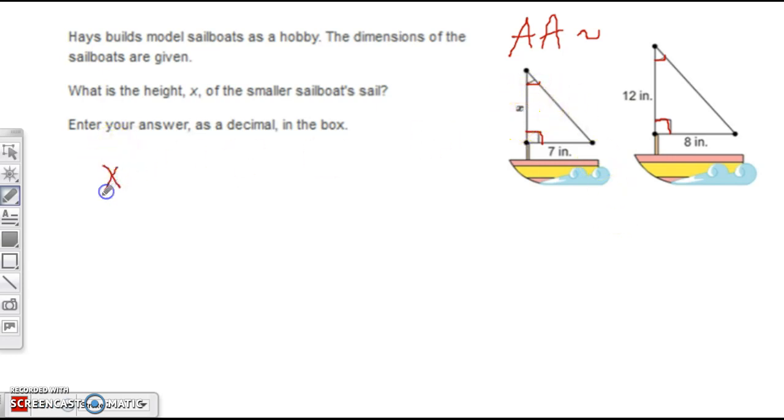I always like to start with x. So I'm going to do x over 7. And then I just got to make sure I get corresponding sides. The x corresponds to 12, and the 7 corresponds to 8.